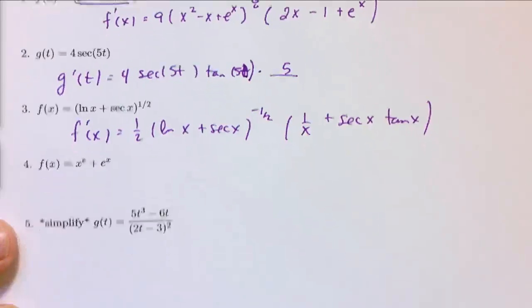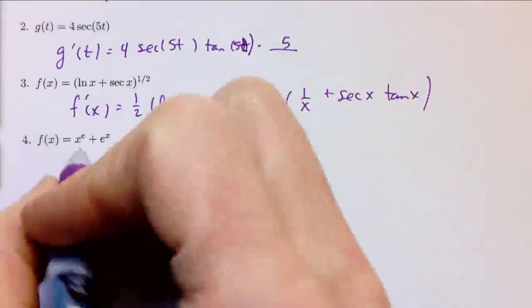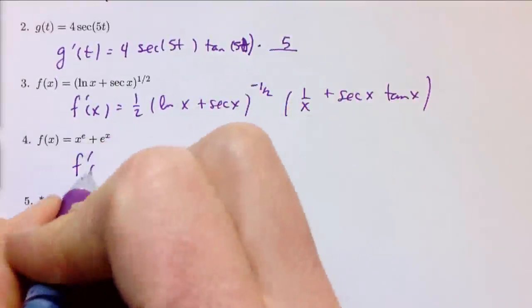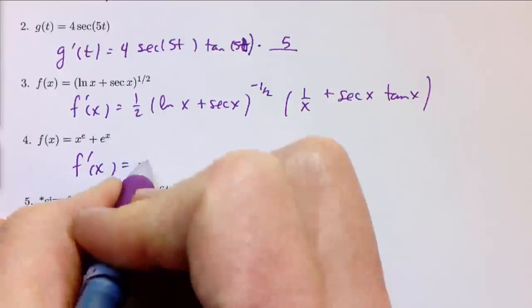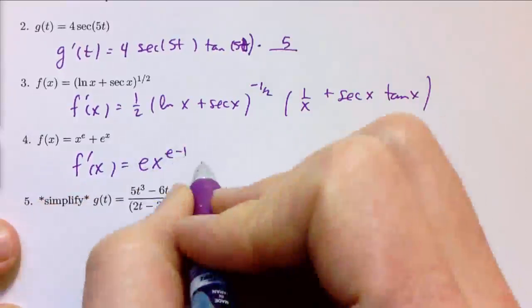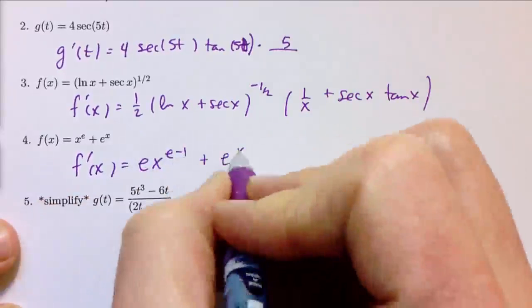This next one's just a trick. Right, x to the e, that means x to a power. e is just any other number, so we're going to bring the exponent to the front and reduce the exponent by 1. That's how we differentiate a power function. Derivative of e to the x is e to the x.